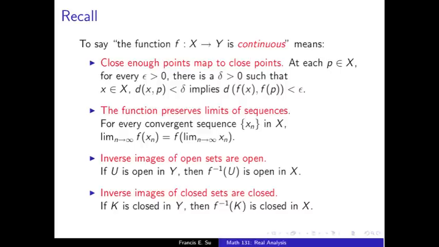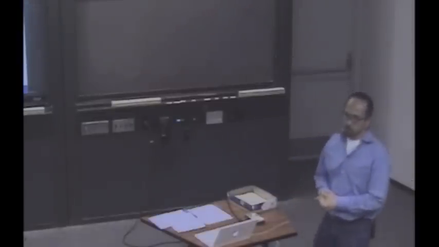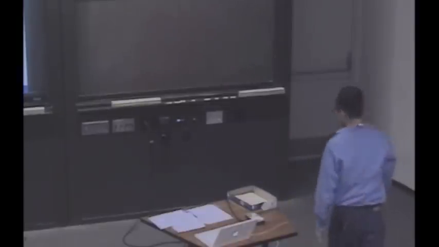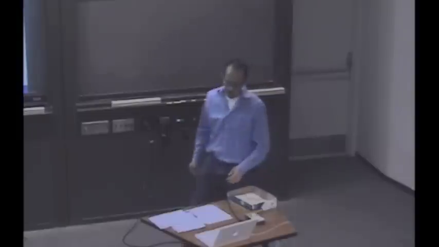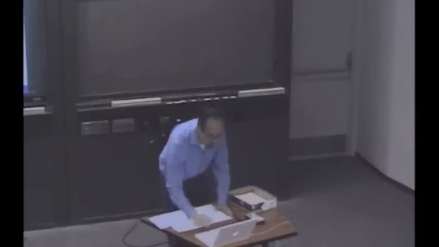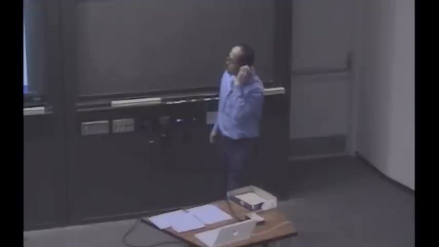Two lectures ago, we introduced this notion of continuity. What does it mean for a function to be continuous? And we talked about the metric definition of continuity. We also talked about the sequence definition of continuity. And last time we spent a lot of time talking about a third definition of continuity in terms of open sets.